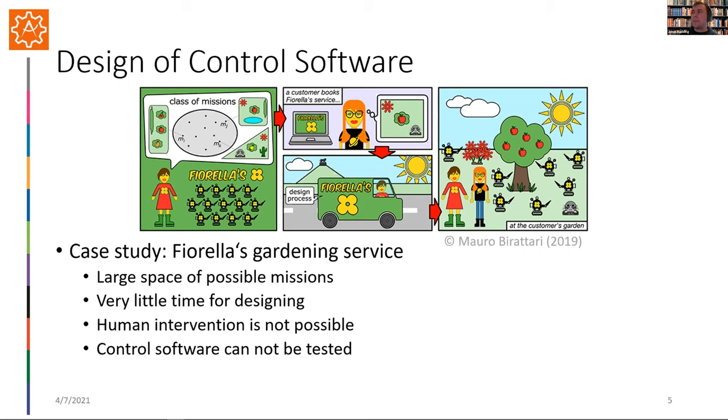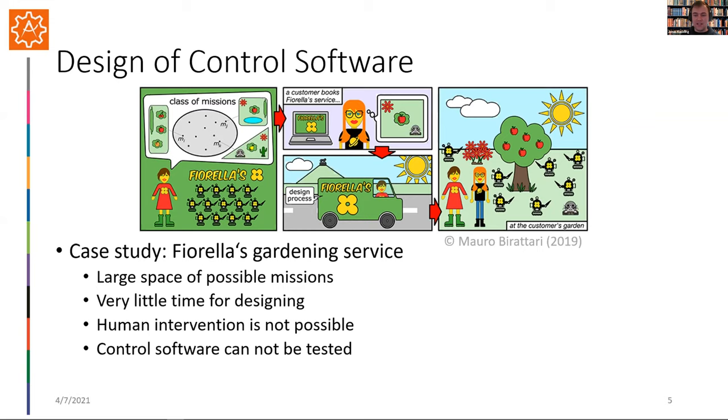So these constraints, for example, make manual design not a very appealing choice. Mainly because there is little time and Fiorella is busy driving the van, and writing code while driving a car is not yet a very good idea. Maybe this will change with self-driving cars, but at the moment it is not possible.